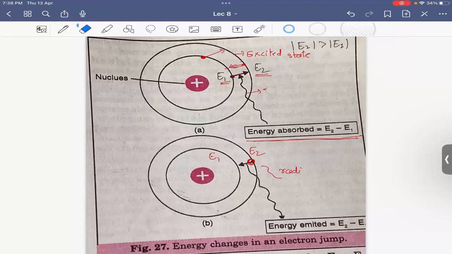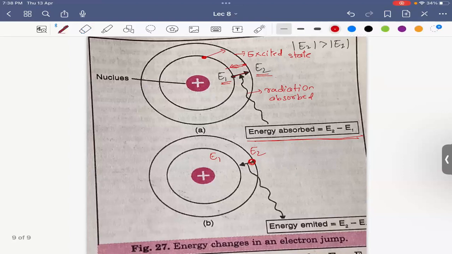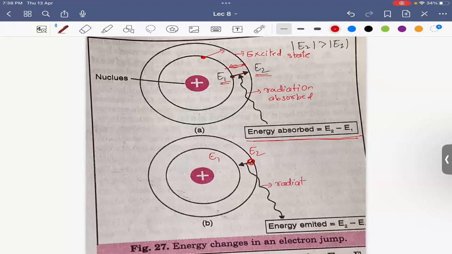So this is basically absorbed radiation, and this is radiation emitted. So when it goes from there, the energy absorbed or energy emitted will be E2 minus E1. Or you can remove the mod signature. So here also we have mod E2 greater than mod E1.